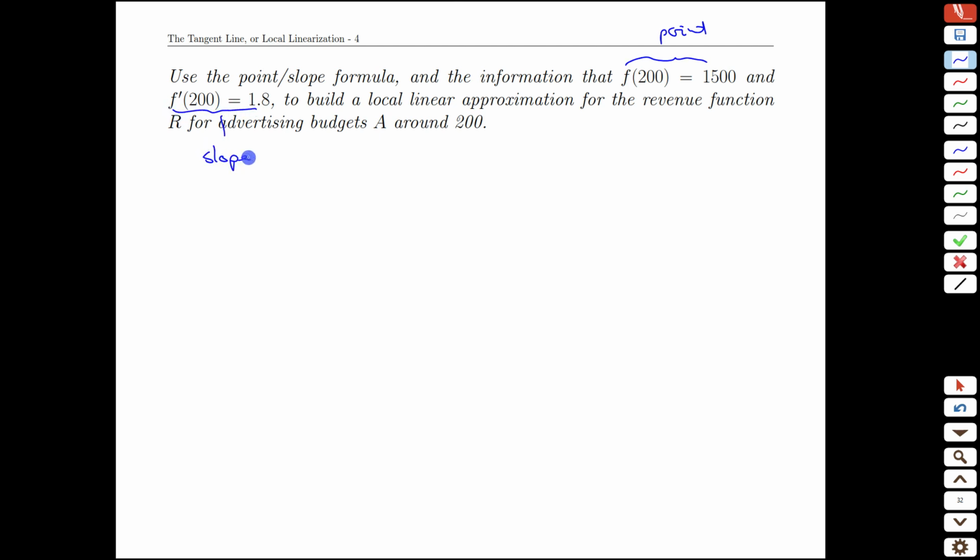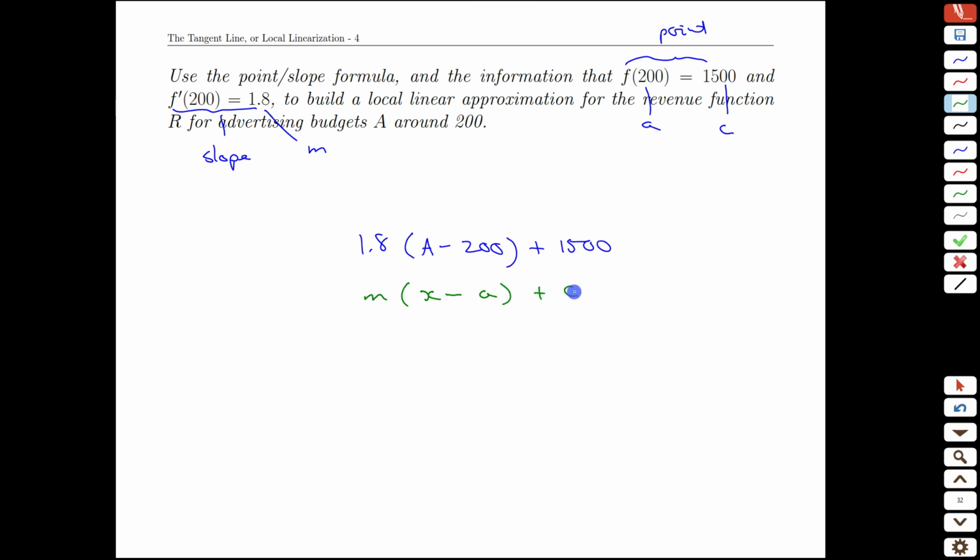And so what we can say is that at the point a, advertising 200, we get a revenue c of this, and we have a slope of 1.8, so that 1.8 is our m. So if we put the 1.8 times advertising actual spend minus the amount we had defaulted to, the 200,000, plus the 1,500. Let's write that underneath with m(x minus a) plus c. This is the y for a straight line.